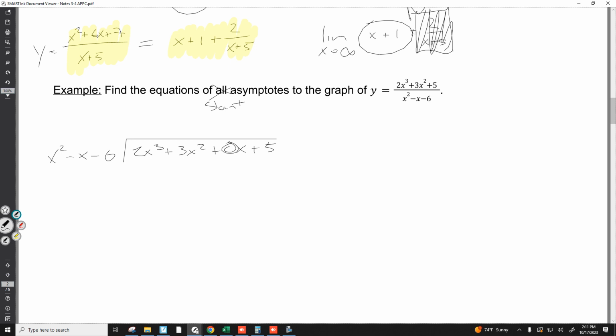Start with the 2x cubed. We need to get rid of the 2x cubed. Now, you actually can think about our end behavior. If I didn't care about the other terms, I get 2x cubed over x squared, which simplifies to be 2x. That's actually helping you find your leading term, your leading value. It is telling you your end behavior is going to be similar to 2x, but we're going to find a very specific equation that will show us the ends of this rational function.